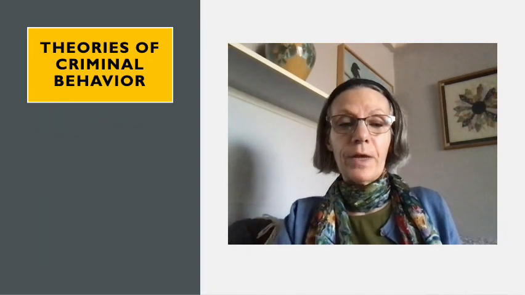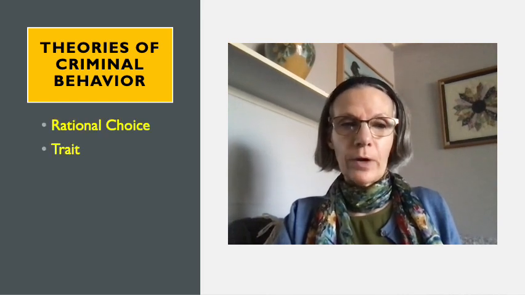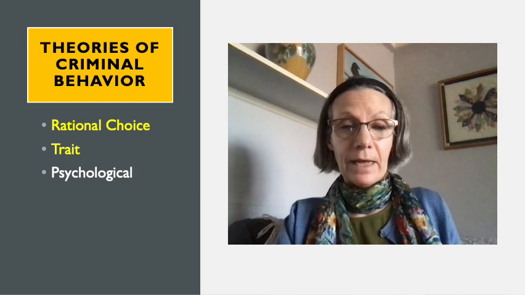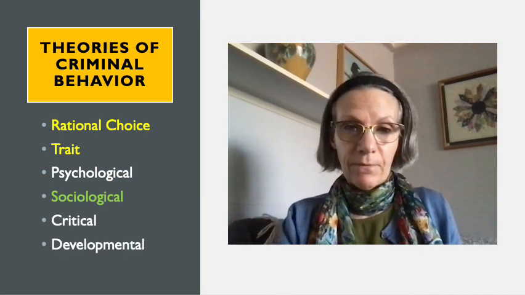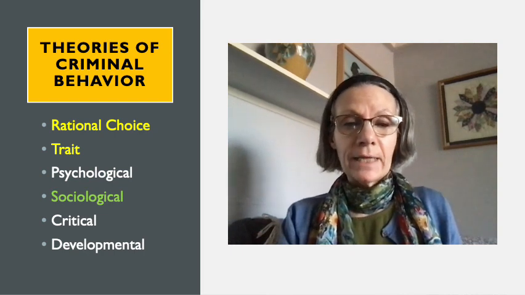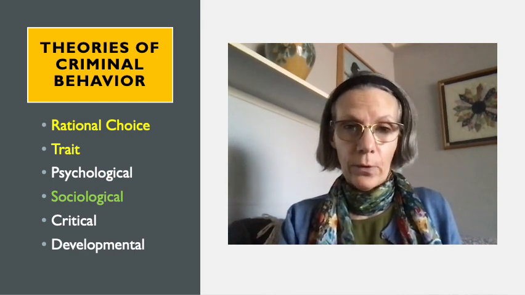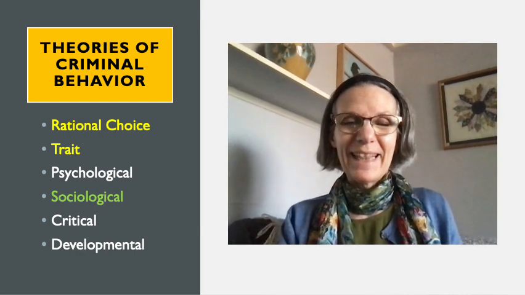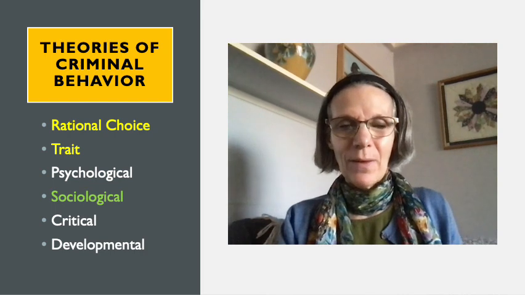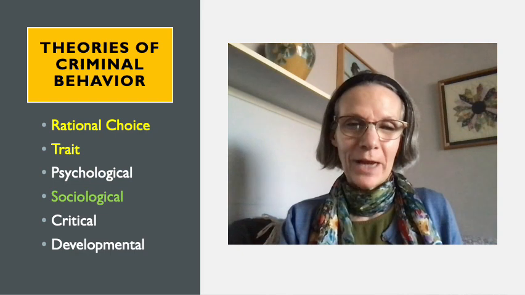Now, in the chapter this week, you're going to be learning about different theories of criminal behavior. You'll be learning about the rational choice theory, the trait theory, the psychological theory, the sociological theory, the critical theory, and the developmental theory. In this lecture, we're going to be learning about the rational choice and trait theory. And in the second lecture, we're going to take a look at the sociological theory. You are responsible for reading about the other theories in the textbook on your own. If you have any questions about them, come to office hours or drop me an email and we can go into a further explanation of those.